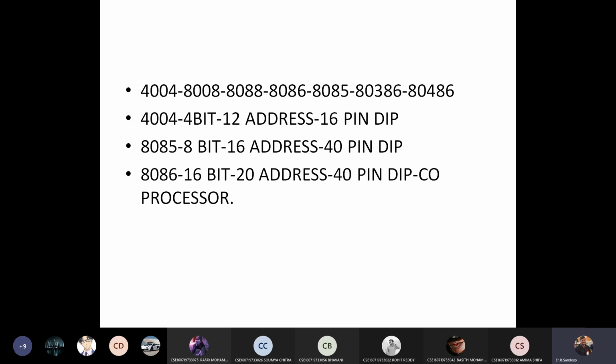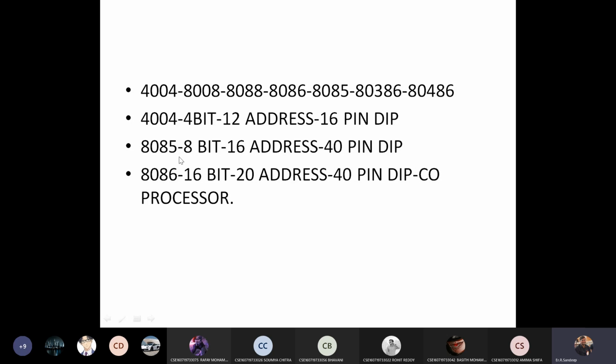But the main advantage of the 8086 microprocessor is that it supports the co-processor mode. Co-processor mode means one more extra processor can be attached to the 8086 microprocessor, like dual core, quad core, octa core, hexa core. Multiple processors can be attached to one another. In that case we call it co-processor mode. So the 8086 supports co-processor mode, whereas the 8085 does not.